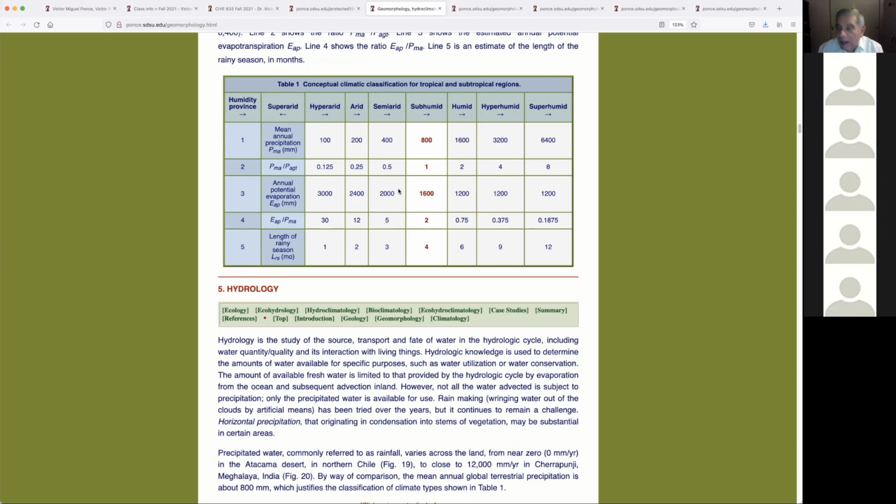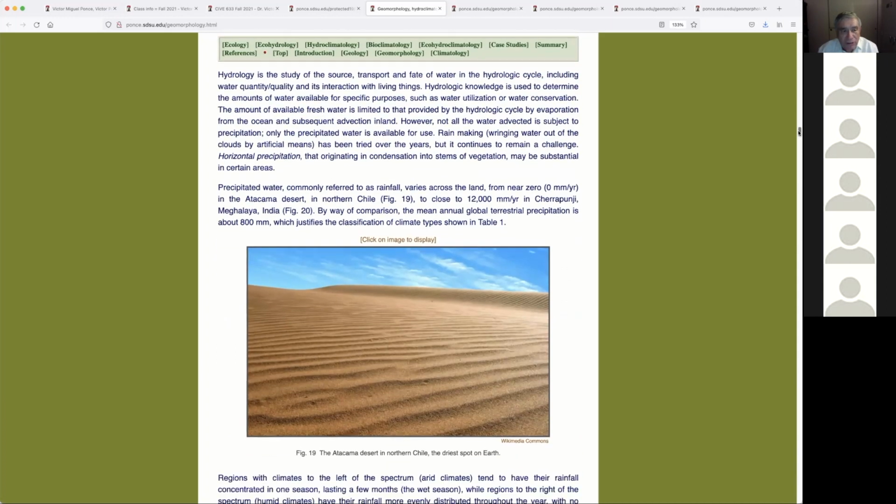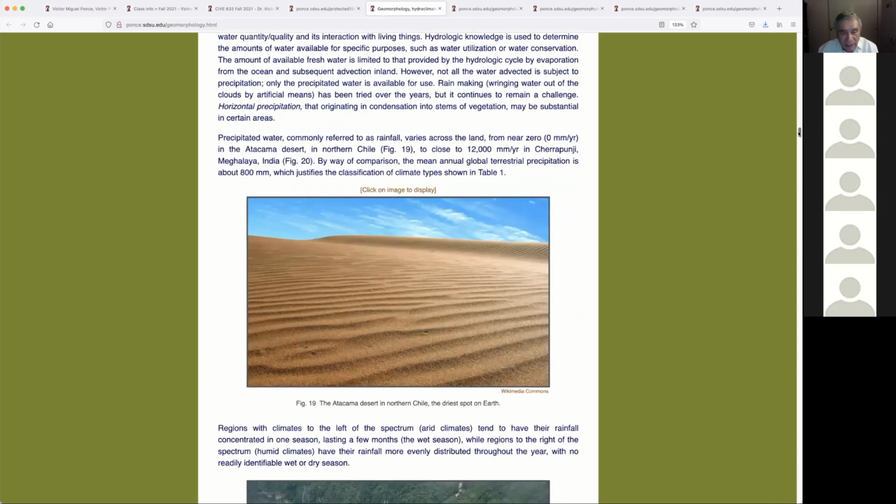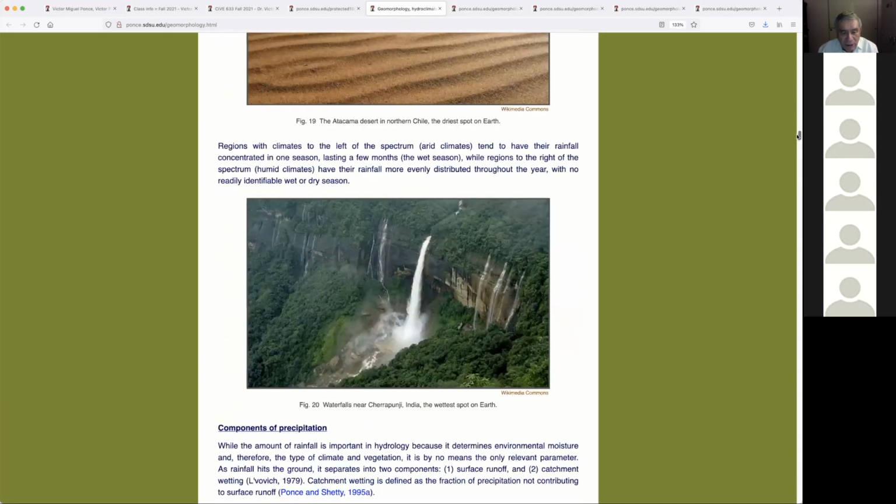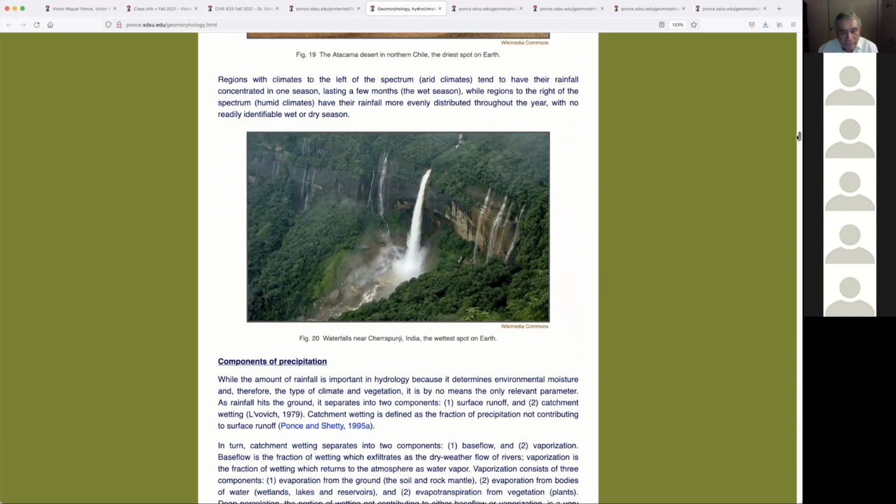Now, this is a conceptual box, meaning it's not supposed to be perfect. It just kind of guides you through. But we believe that it is correct in the sense that it is conceptual. It's like the Runoff curve number. The Runoff curve number is not supposed to be perfect. It's just supposed to guide you through the processes of the equation. Hydrology, the Atacama Desert, driest spot on Earth, and Cherapunje.